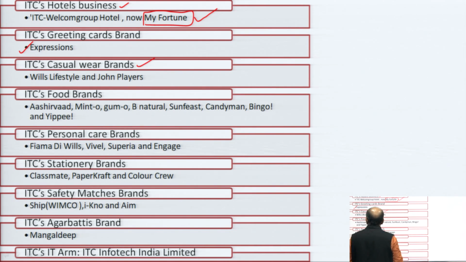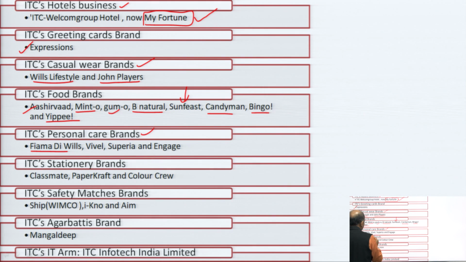We can see the brands of ITC. The very popular brands are John Players and Wills Lifestyle. ITC is also into the food brands. They are also into the food segment: Aashirvaad, Mint-O, Gum-O, B Natural, and a whole range of biscuits under the Sunfeast brand, Candyman, Bingo, Yippee. These are all from ITC. ITC is also into the personal care brands: Fiama Di Wills, Vivel, Superia, Engage, a range of Engage deos.